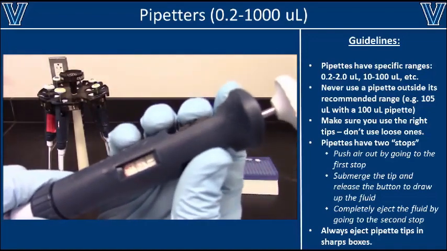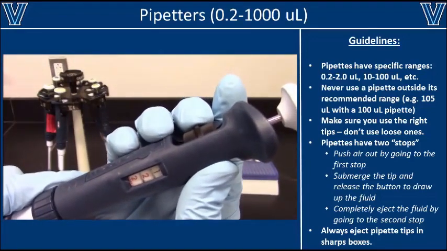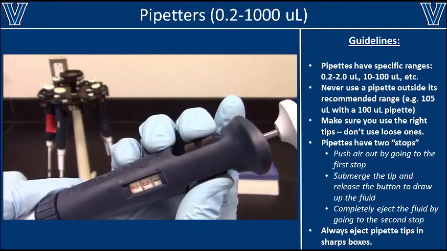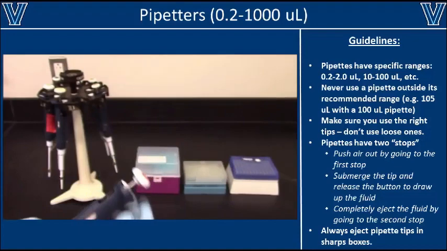On a P2 pipette, two of the digits are shown in red and one is in black for microliters. In this example, the pipette is currently set to 1.32 microliters.